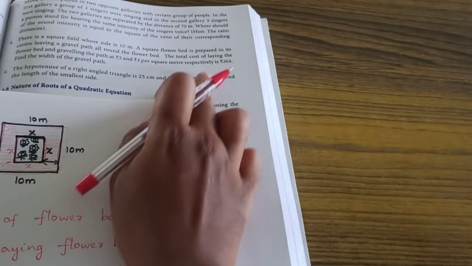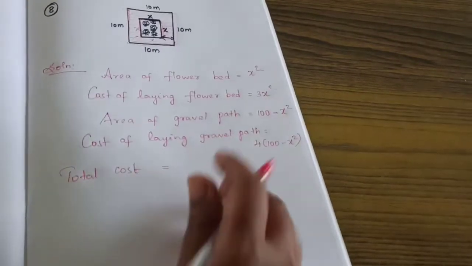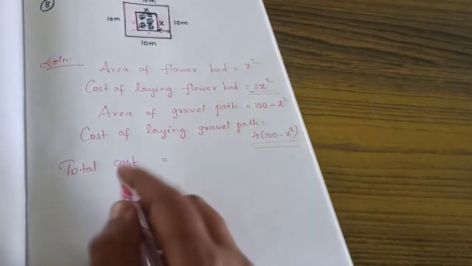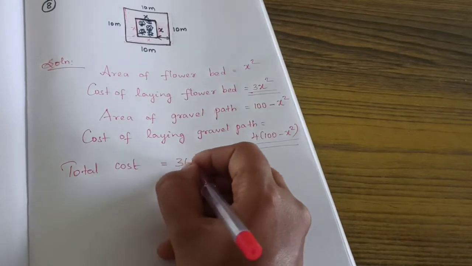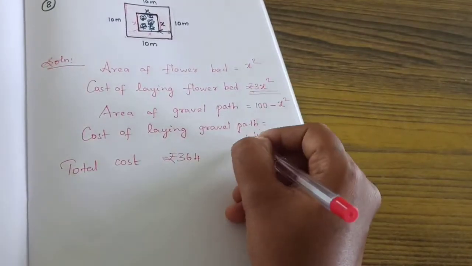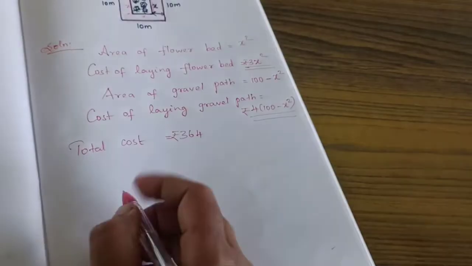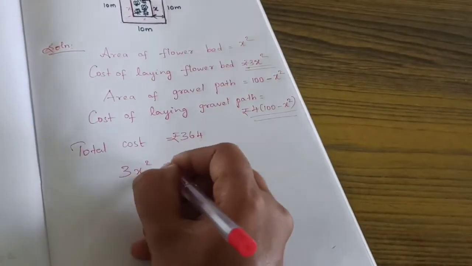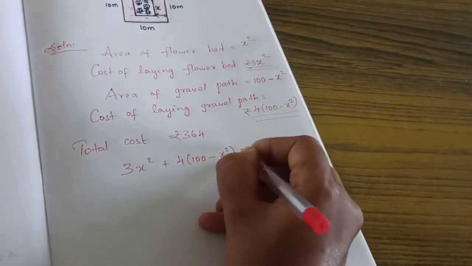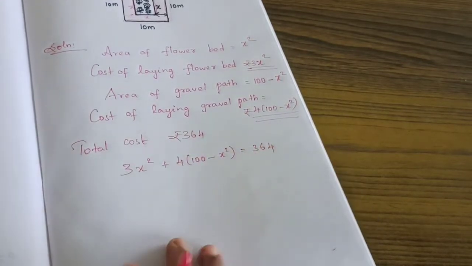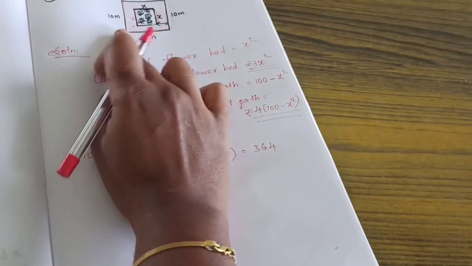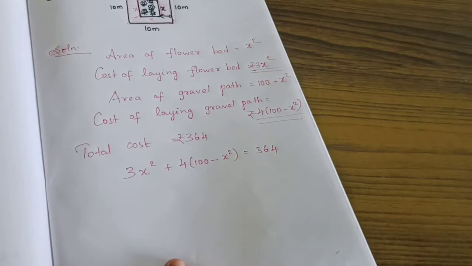What is the total cost? 364. So this cost plus this cost, we are getting 364. So total cost is 364 rupees. Here also rupees, here also rupees. Then 3x square plus 4 into (100 minus x square) is equal to 364. And if we solve this, we will easily get the x value, and the gravel path length also we can get.